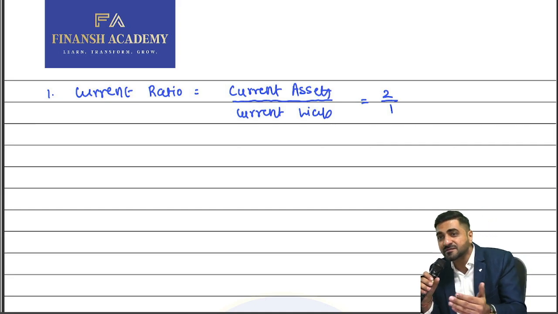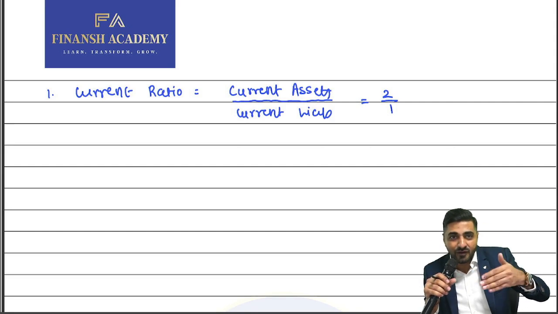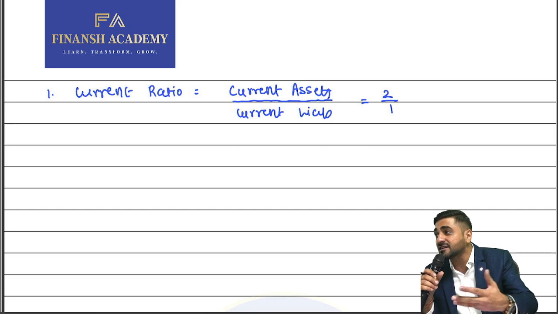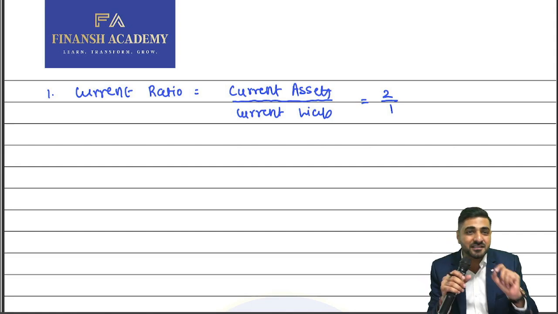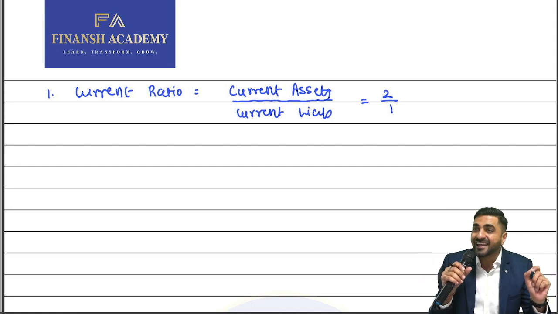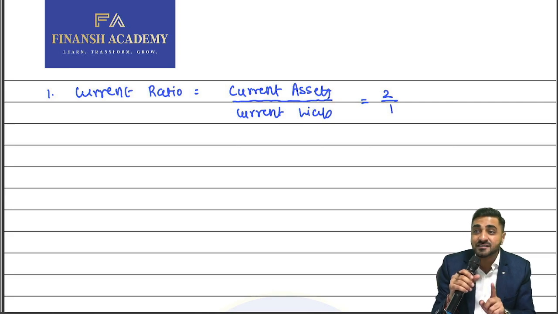Why I'm telling you this? Because sometimes they can ask, amongst the following, what can be the disadvantage of a current ratio? So one of the current ratio disadvantages is: if this ratio is extremely high, it leads to inefficiency in utilization of funds.